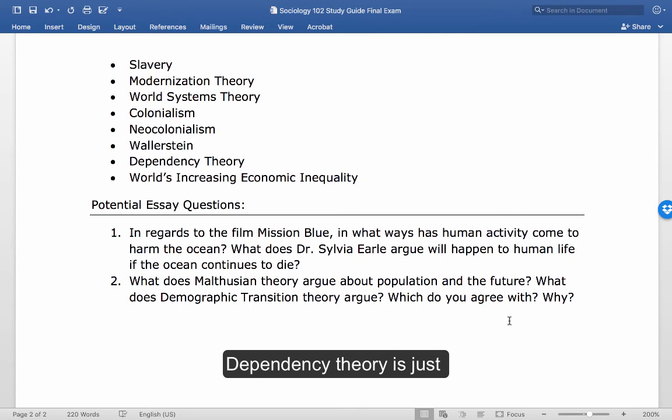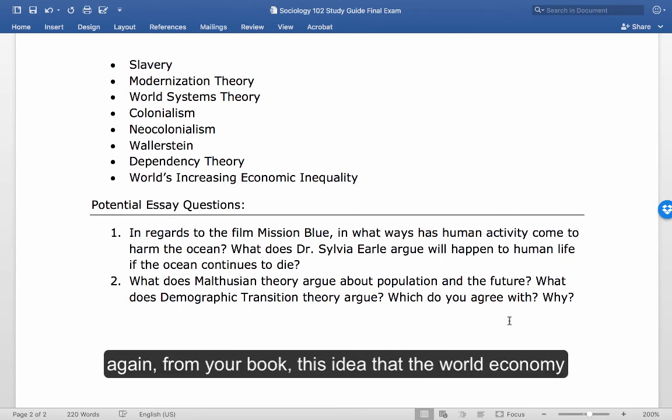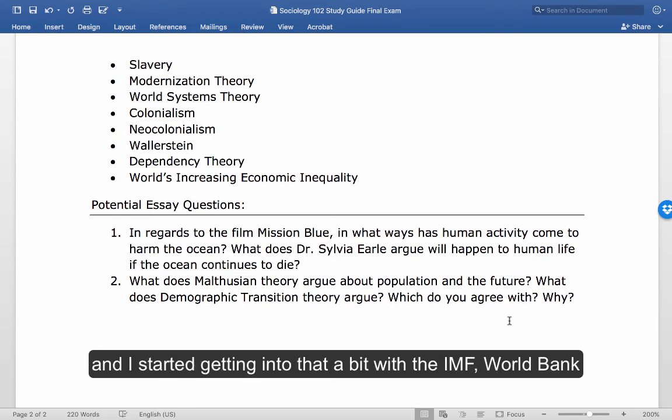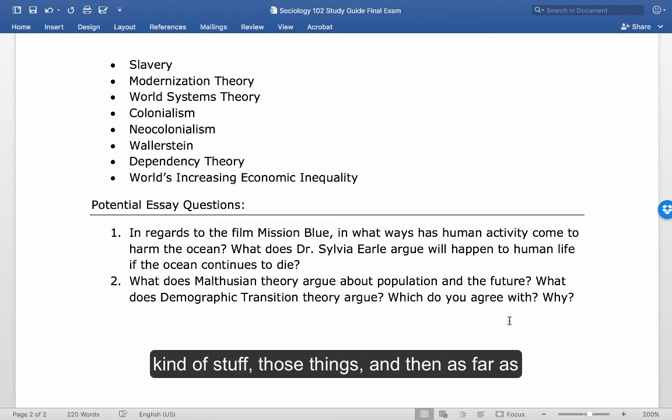Dependency theory, again from your book, is this idea that the world economy exploits people living in poor nations and makes low income countries dependent on rich nations. And I started getting into that a little bit with the IMF, World Bank kind of stuff.